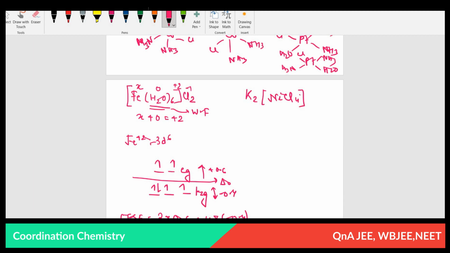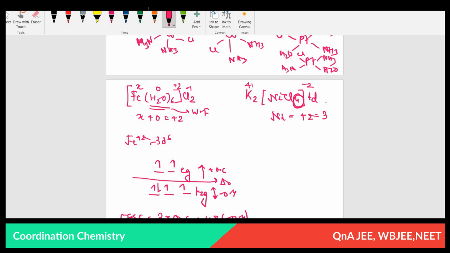Now, here there are 4 ligands. So this is a tetrahedral complex. First things first, please keep that in mind. Now, this will have a charge of +1, so +2. This should be -2. Then nickel will have a +2 charge.